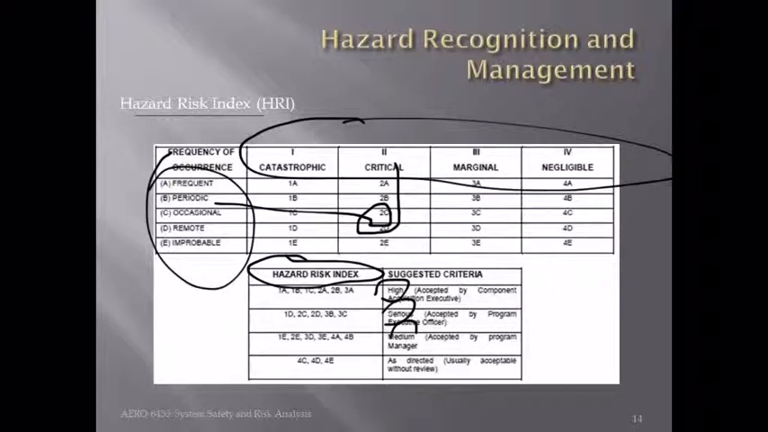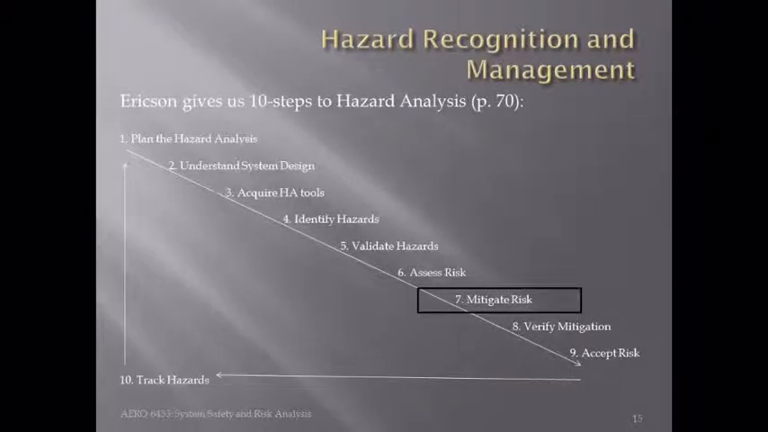Determining the level of risk, we figure out how dangerous the hazard is, and then here in step 7, we can prioritize. We can use the hazard risk index to prioritize the mitigation strategies. Which hazards are most dangerous? Which ones do we address first? The ones easy to address, or do we address first the ones that are most dangerous? This step, number 7, helps us prioritize and then mitigate risk.